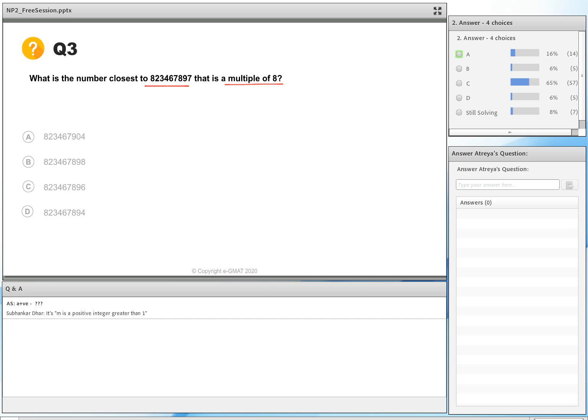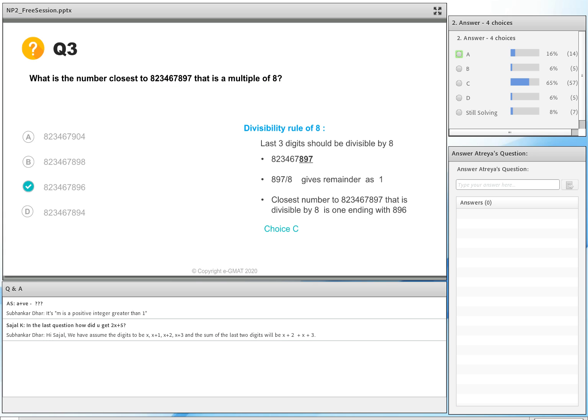Now, I know that for any number to be divisible by 8, the last three digits should be divisible by 8, right? Similar to what we have for 4. For 4, we had the last two digits. For 8, we have the last three digits. So what are the last three digits of this number? It's 897, right? So I calculate the remainder when I divide 897 by 8, and I see that the remainder is equal to 1.